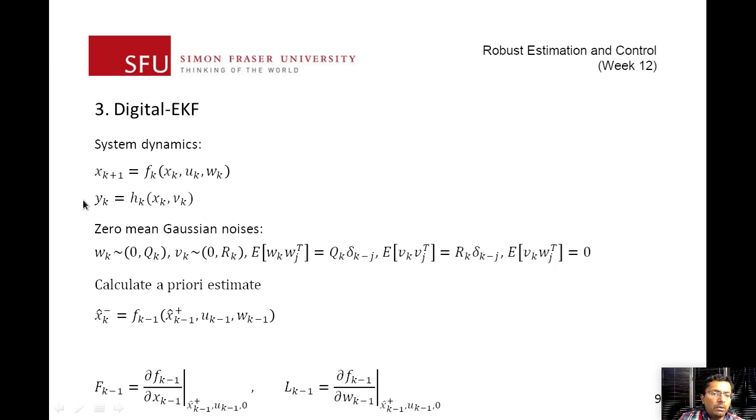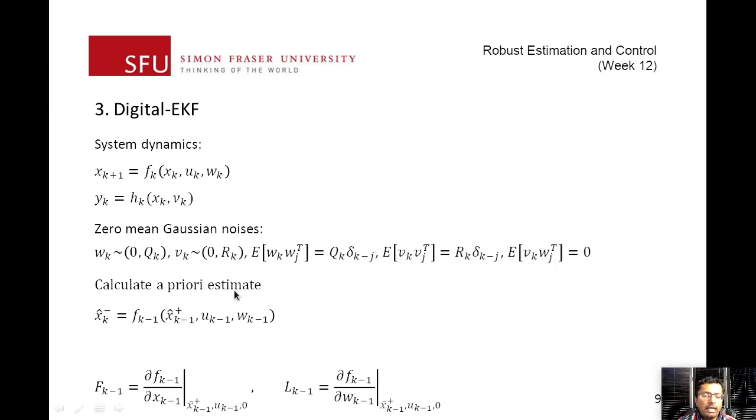The sensor measurement y_k is also another nonlinear function, given by h_k of x comma v_k, and we are given that the noises are zero mean Gaussian and uncorrelated as well. So these are the standard assumptions of the Kalman filter. The only difference is that instead of a linear model, we have a nonlinear f_k and a nonlinear h_k.